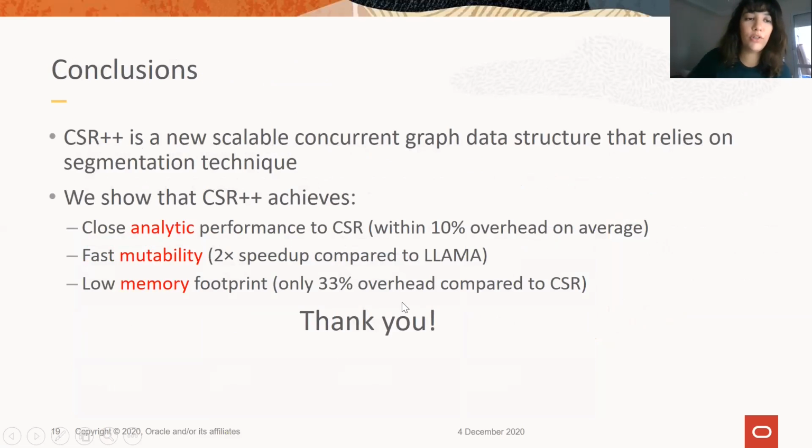As a conclusion, we showed that CSR++ is a new scalable concurrent graph data structure that relies on a segmentation technique. We also showed that CSR++ achieves the best of both worlds from CSR design and adjacency list. It allows for analytic performance close to CSR, which is the fastest read-only data structure, with only 10% overhead on average. It also allows for fast mutability, with up to 2 times speedup compared to Llama. And it has a low memory footprint overhead, only 33% compared to CSR.